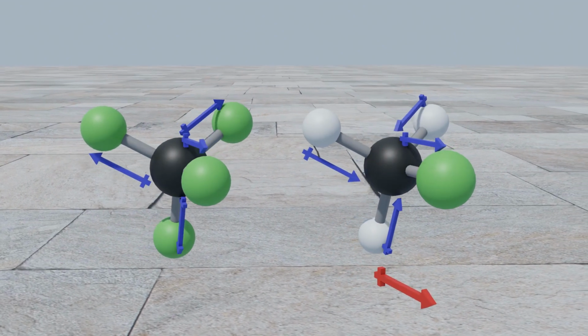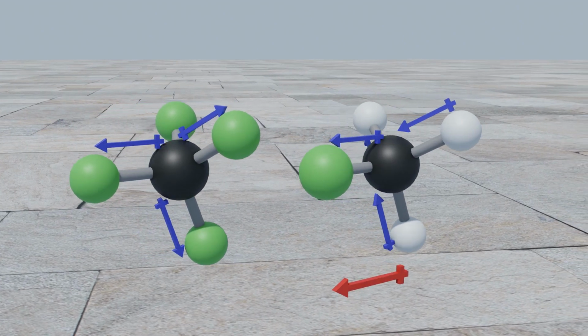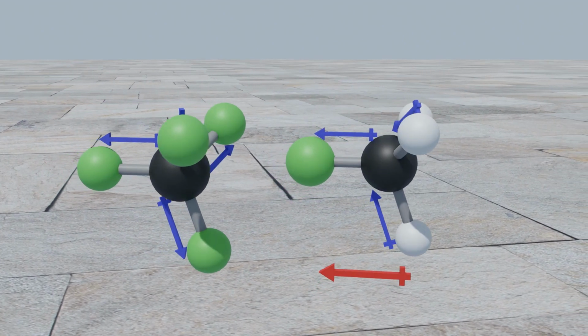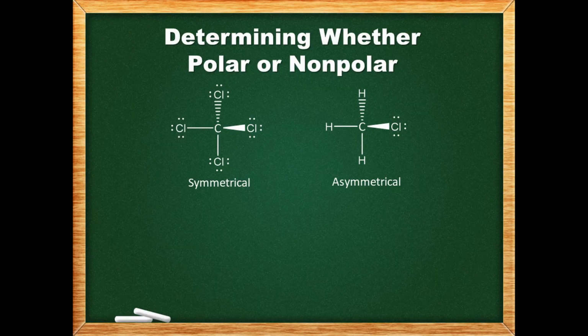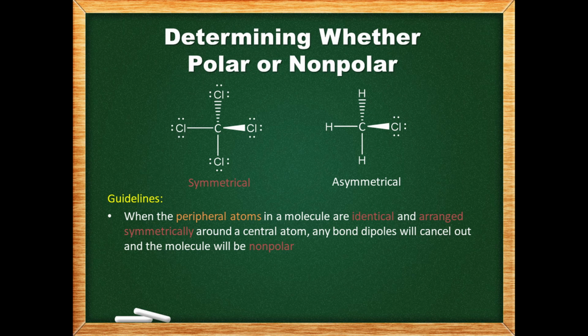Ultimately, the key question in determining polarity is, does the molecule contain polar bonds, and if so, do the bond dipoles cancel each other out or not? Using these 2 molecules as examples of symmetrical and asymmetrical molecules, we'll quickly go over some more guidelines summarizing what we've just observed. When the peripheral atoms in a molecule are identical and arranged symmetrically around a central atom, any bond dipoles will cancel out and the molecule will be nonpolar.